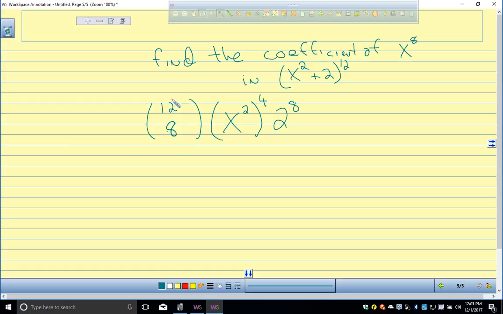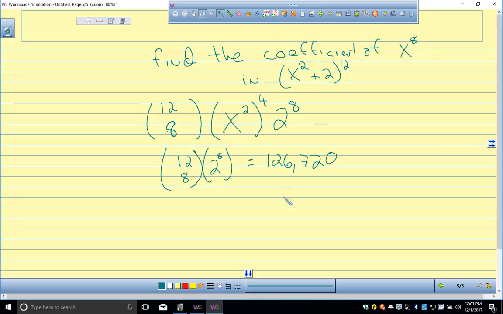So you can do that on your calculator. It'd be 12 combination 8, x squared to the 4th, 2 to the 8th. The x is just a variable here. The coefficient, the number that goes in front of that term, is going to be 12 combination 8 times 2 to the 8th. If I multiply 12 combination 8 times 2 to the 8th, I get the coefficient, which is 126,720.